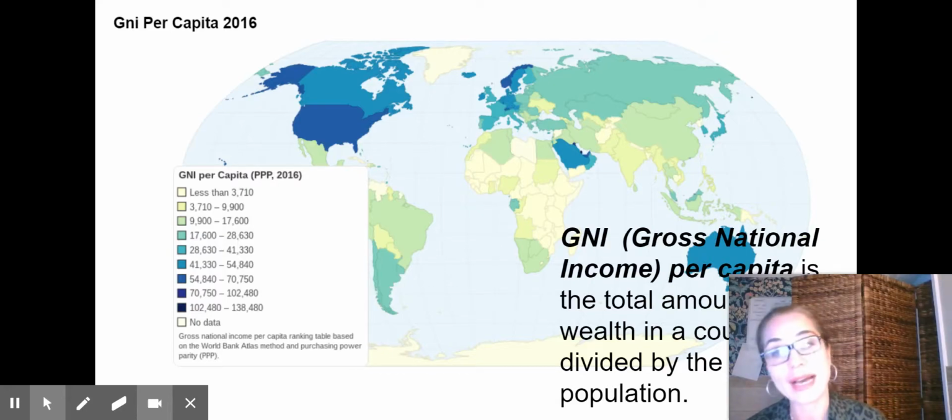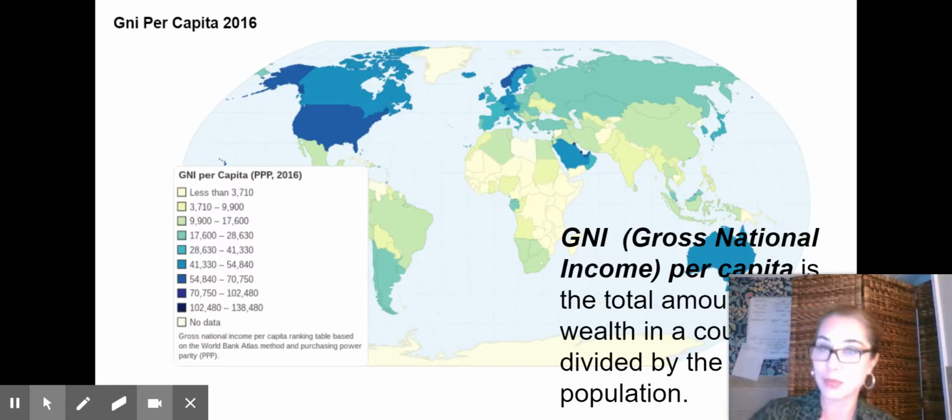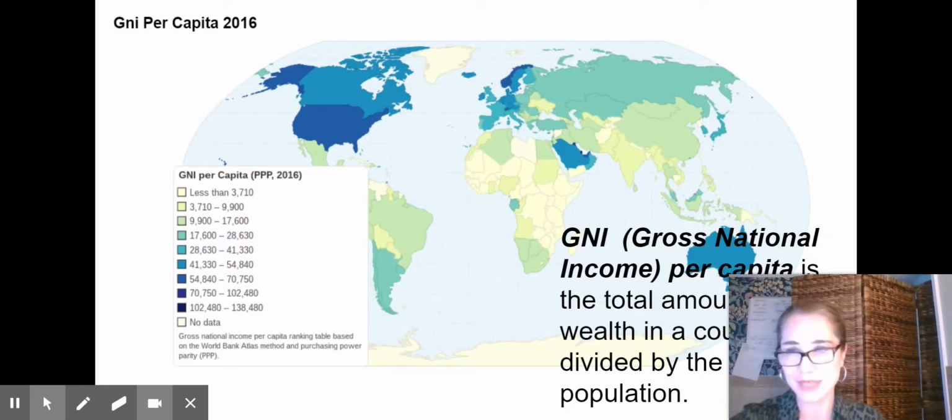So a country with a high GNI per capita has a lot of access to material wealth. In terms of this map's credibility, remember that 2016 is 4 years ago, but it comes from the World Bank, which is an international government organization who would have no reason to mislead the world about these facts.